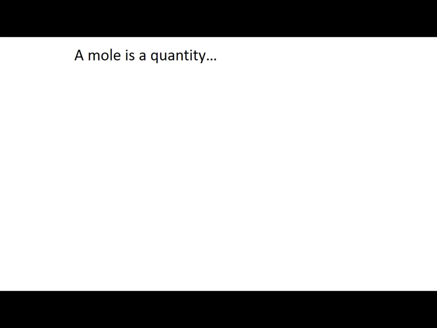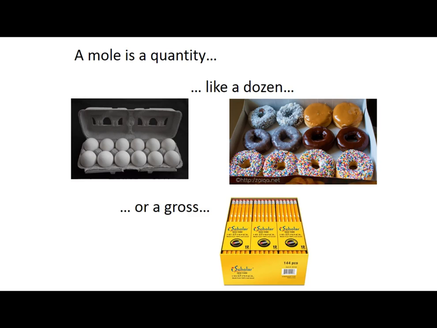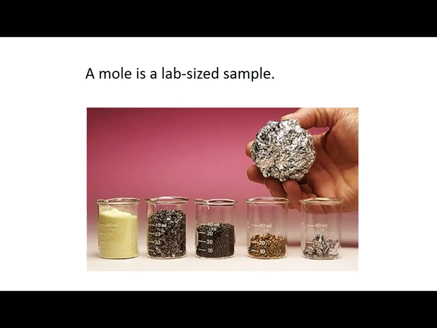First and foremost, a mole is a quantity. It is a quantity of items just like a dozen eggs, dozen donuts. Another quantity that we use in everyday life is a gross. So a gross is a dozen dozens. So a mole is just a quantity like these others, but a mole is a quantity that we use to describe a lab-sized sample. And so it is used almost exclusively in chemistry.